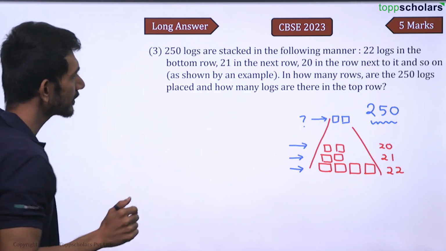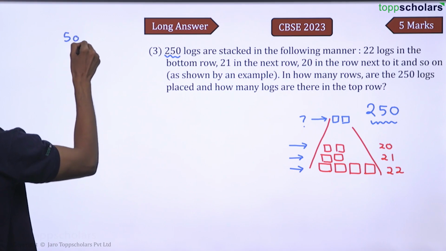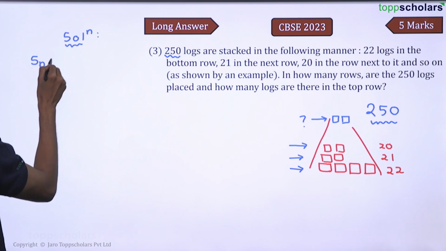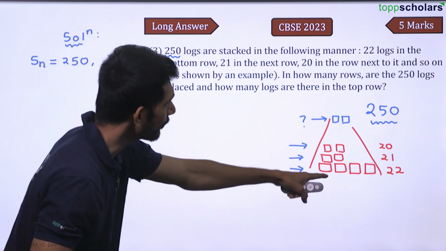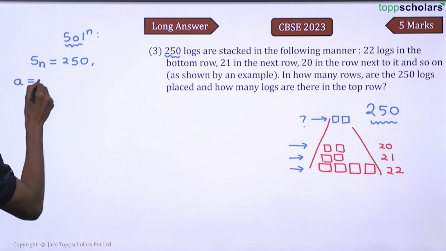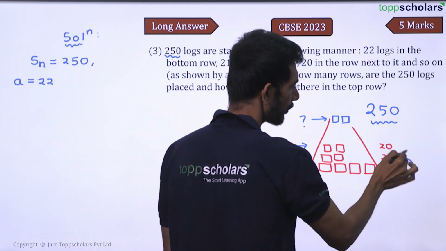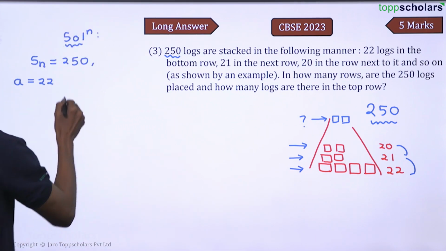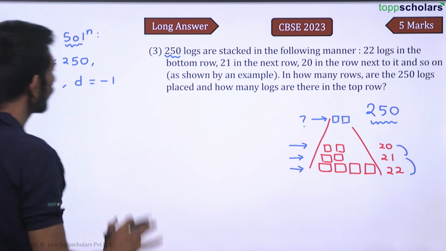So with the given information, we are going to find this out. Firstly, 250 logs are the total logs. So can I say here that my value of Sn is 250, right? In the bottom row, that is in the first row, there are 22 logs. So can I say a is 22. Now the number of logs keeps on decreasing, 22 then 21. So what will be d? What will be the common difference? Can I say the common difference is going to be -1? So this is the information that we have.